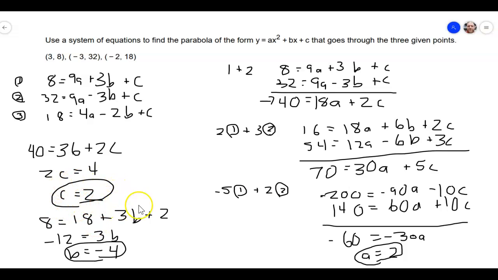So a lot of work for that one, but that's the general strategic method that I would use. You don't have to get rid of the b first. You can get rid of any of these, but what you need to do is pick some variable that you want to get rid of, and then use two combinations of two of those equations in order to do it.